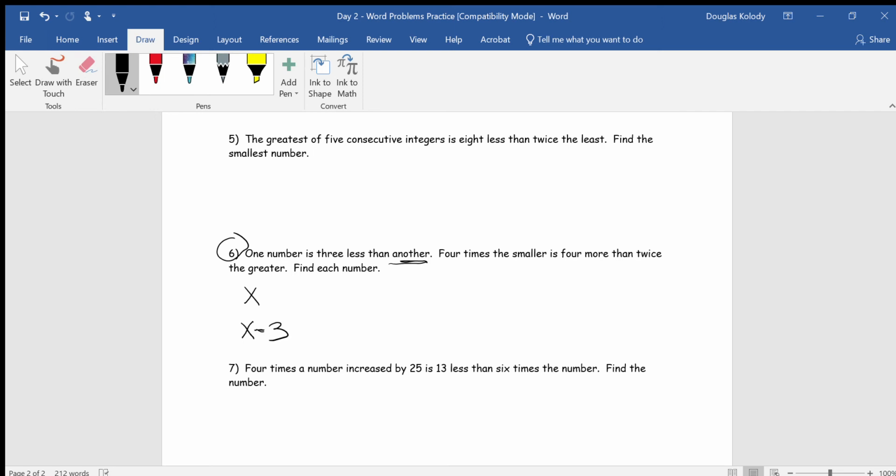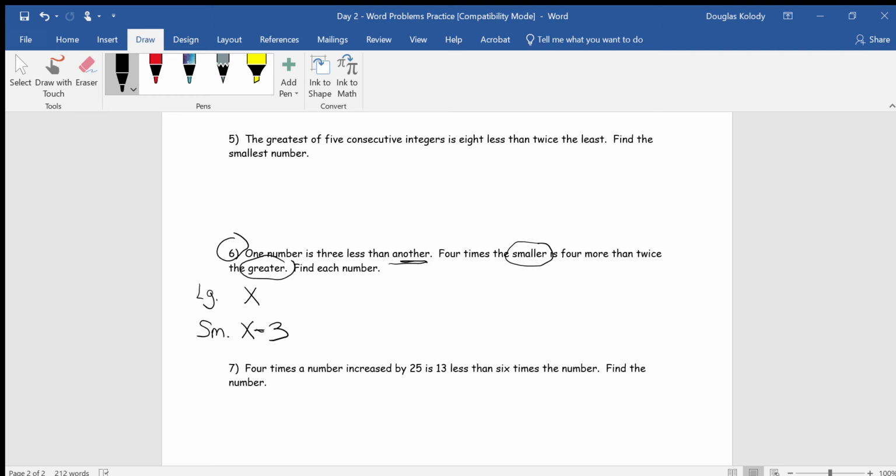Okay, now, this is where you need to think. Apparently, we have a number that is smaller, and we have a number that is greater. Of these two numbers, which would be the smaller number? Yes, it's the x minus 3, right? And the larger number would be the number that's 3 units larger, x. That's important. Setting this problem up accurately is very important.